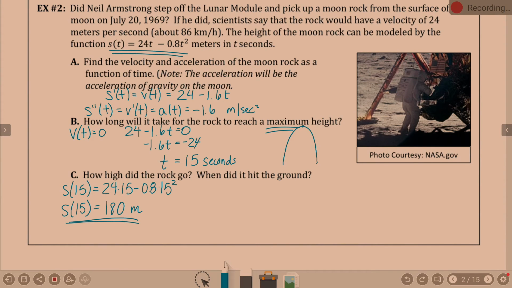position is 0. Because notice the height of the moon rock can be modeled by this function. So you want to know when the position is 0. In other words, the y value is 0, but its position is 0. So here you're trying to find, not plugging in 0, not what I meant, when s of t, there we go, equals 0. So 24t minus 8/10 t squared equals 0.